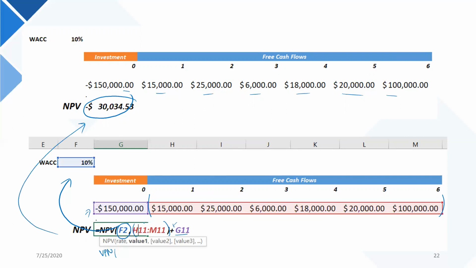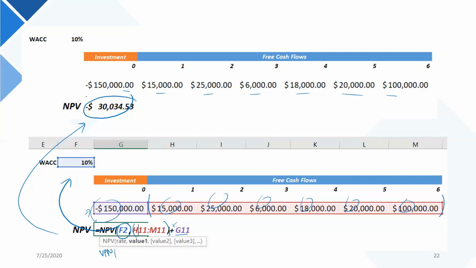Excel will just apply the discount rate to all the cash flows, and then will automatically subtract the initial investment, and you will get the net present value of the project. Okay, that's how you do it in Excel. It's pretty easy, actually. Don't worry.